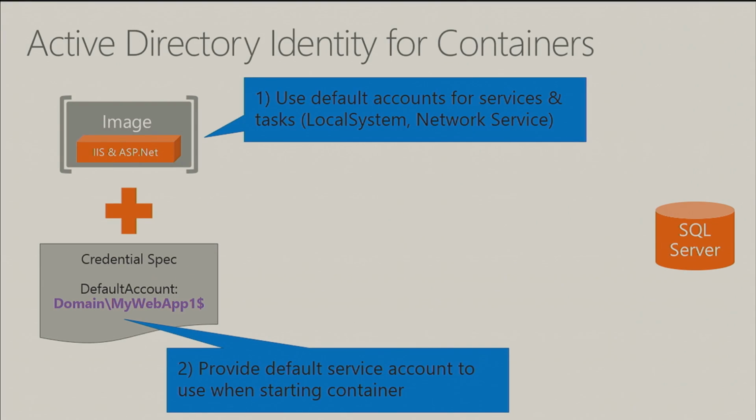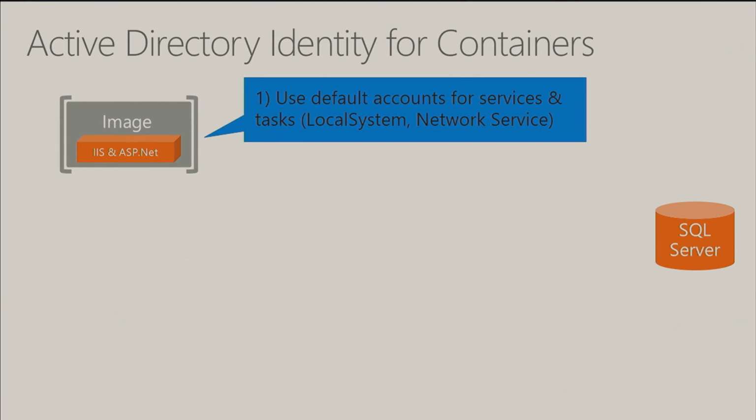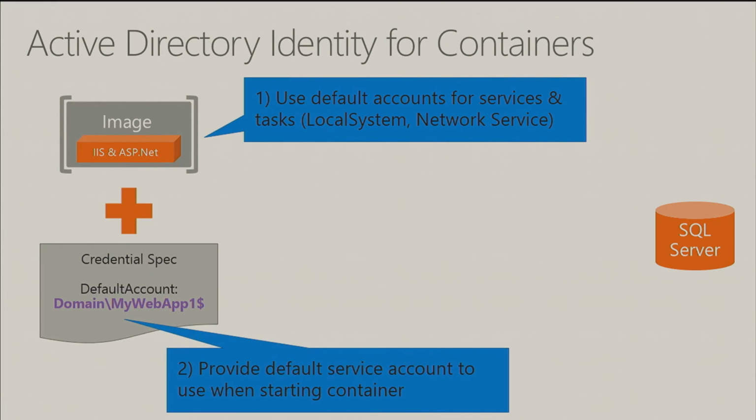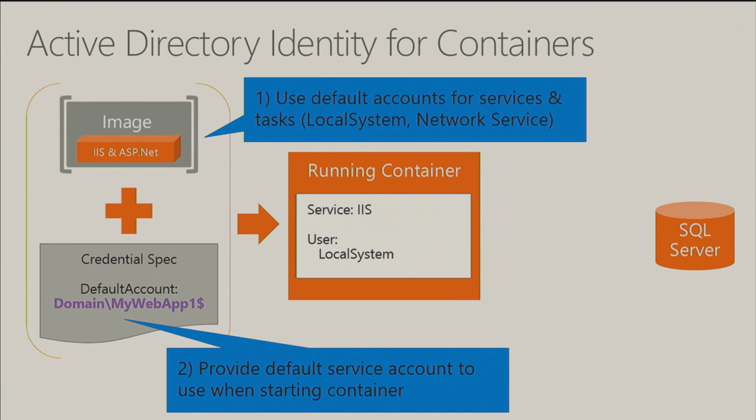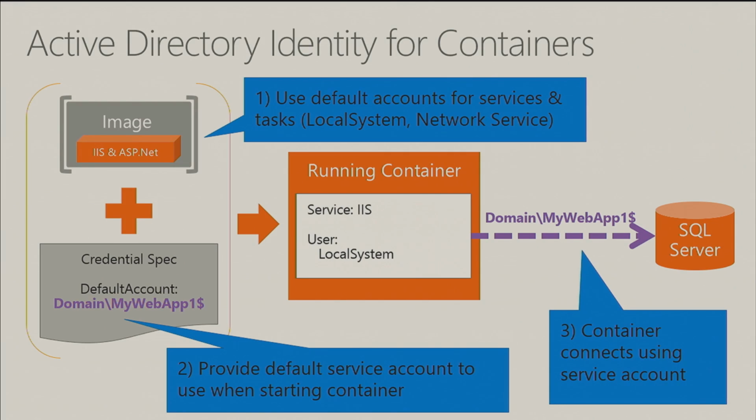So just to recap what I did there, the first thing that I had was that I had configured an image to run the website using just the standard default accounts, local system and network service. And then I provisioned the host ahead of time to be able to use this service account. I created it on the domain. I registered that account on the host so it could access it. And then when I launched the container, that would actually allow it to go ahead and access the SQL server using that shared service account that I'd already provisioned on my domain.